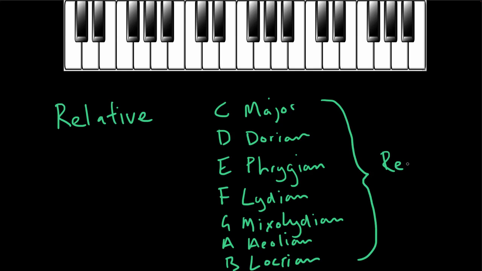And so this group of modes, I'm going to group together and say this is one set of relative modes. These modes are all relative because they draw from the same basic pool of notes. And a good way of thinking of that pool is that it's the pool of notes created by the C major scale. And so that's this idea of relative modes.